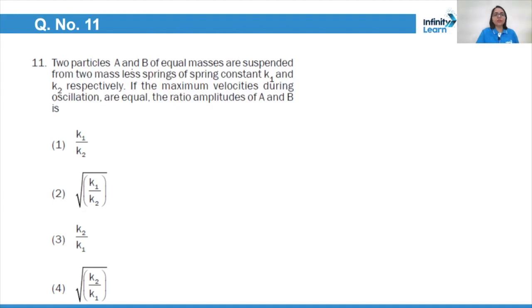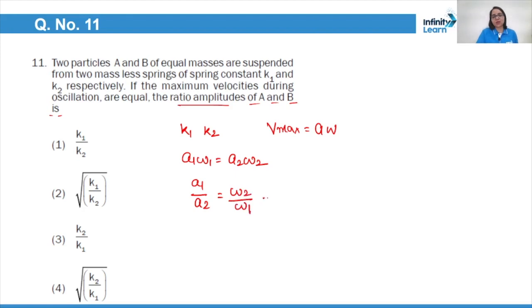Question number 11. Two particles A and B of equal masses are suspended from two massless springs of spring constants K1 and K2 respectively. If the maximum velocities during oscillation are equal, the ratio of amplitudes of A and B is. So maximum velocity V max is given by A into omega. So for particle 1, it will be A1 omega 1. For particle 2, it is A2 omega 2. And A1 omega 1 is equal to A2 omega 2. So the ratio of amplitude A1 to A2 is omega 2 divided by omega 1.